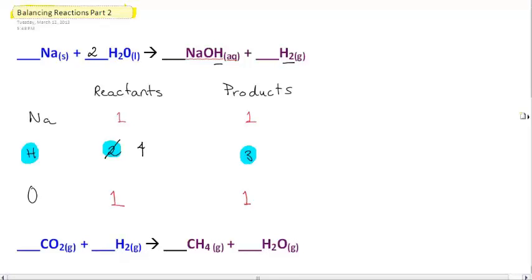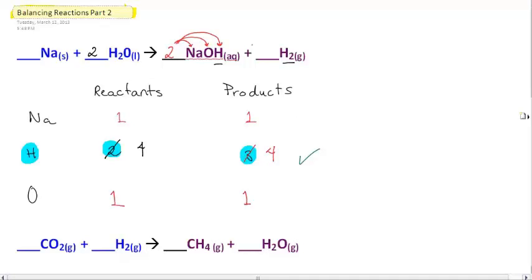So I can recognize that if I only need 1 more hydrogen, I can put a 2 in front of the sodium hydroxide, and that'll get me a total of 4 hydrogens in the products as well, because the coefficient of 2 means that I have 2 of each element in this compound. 2 sodium, 2 oxygen, and 2 hydrogen. So 2 plus 2 is 4. So now the hydrogen is all set. I have 4 hydrogens in the reactants and 4 hydrogens in the products.